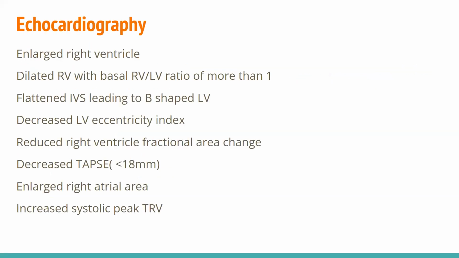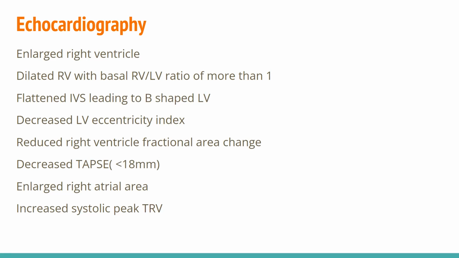Next comes the echocardiography. Because, as we know, the basic pathology lying behind pulmonary hypertension is the RV dysfunction, hence the changes which are being seen in the echo are basically related to the RV. You can see the enlarged right ventricle, dilated RV with basal RV-LV ratio of more than 1, flattened interventricular septum, hence leading to a D-shaped LV, distended inferior vena cava with diminished inspiratory collapsibility also can be present.